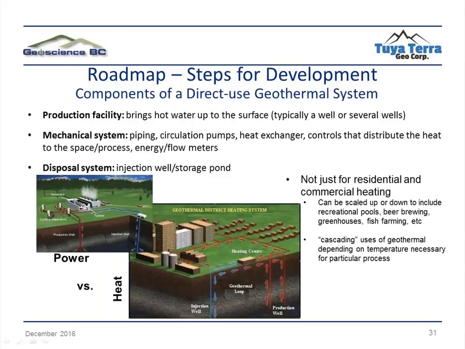So a direct use geothermal system is not something that you just use for residential or commercial heating. It can be scaled up or down to include, for example, tourism, recreational pools. If you've got demand for independent craft brewing, it could be used for beer brewing, greenhouses, aquaculture, fish farming, and all of these different end-use applications can be used in a cascading manner. So you would first utilize your resource for the highest heat requirement, and then as you run the fluid through the system, you can utilize it for the lower temperature requirements.